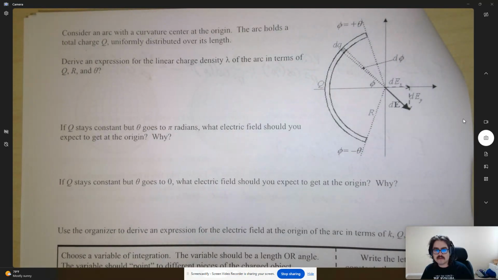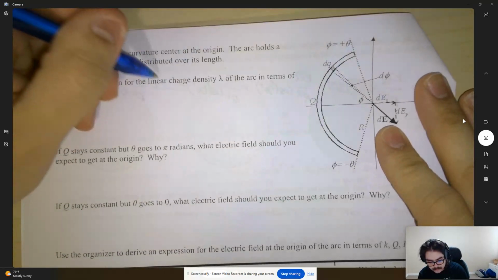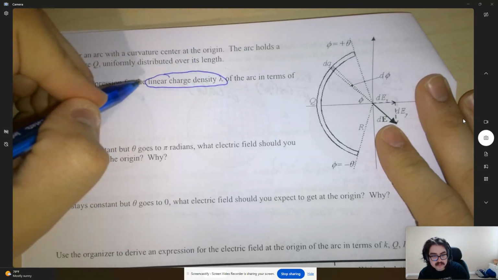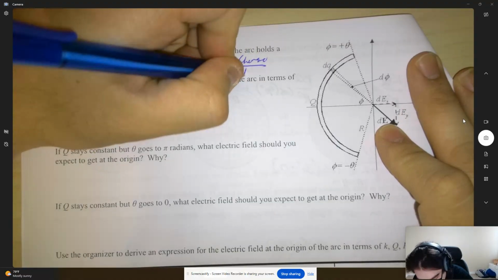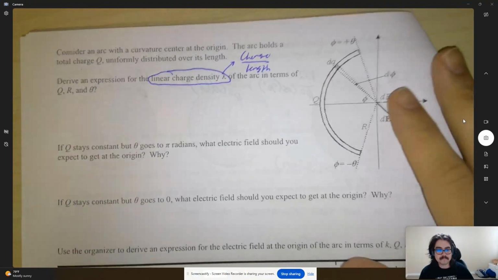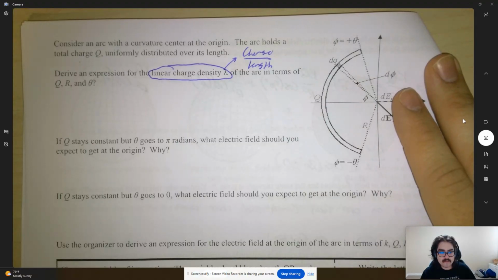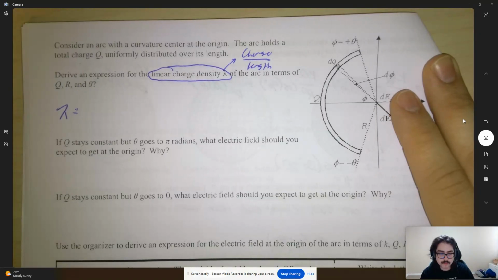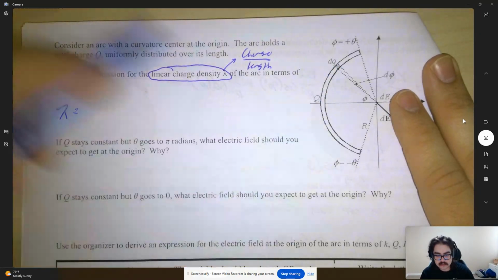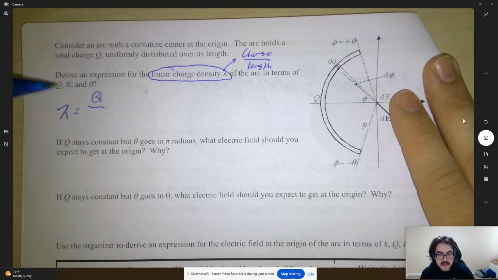Derive an expression for the linear charge density lambda of the arc in terms of q, r, and theta. Linear charge density. By the way, this is kind of a new word for you. This linear charge density is simply saying the charge per length. And if I'm thinking about it, linear charge density is charge per length, well, the total charge on it is Q. We're given that in the problem. And then the length of the arc is going to be simply the arc length formula.